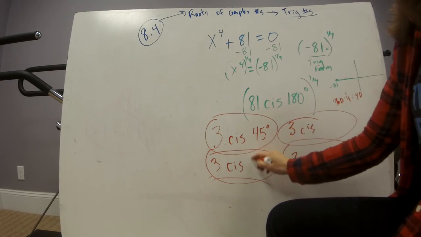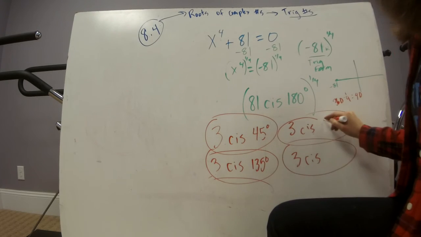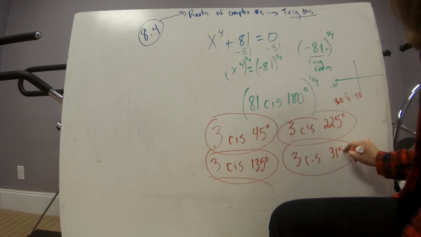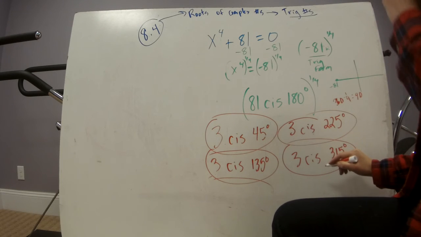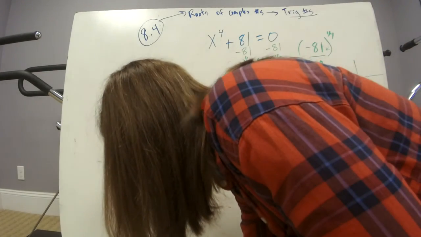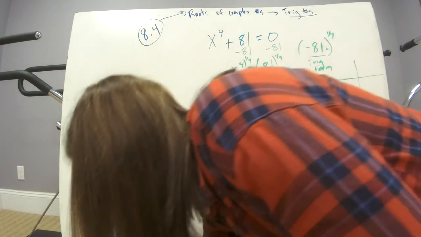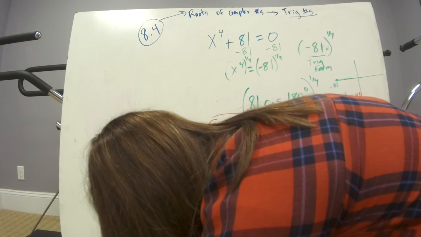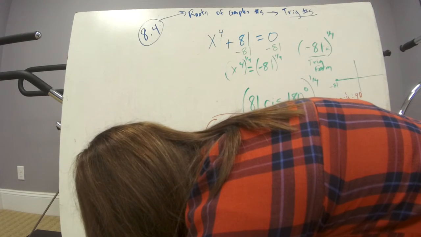So 45 plus 90 is 135. 135 plus 90 is 225. 225 plus 90 is 315. Now, I'm not going to lie to you, I would actually much prefer to leave these in trig form. I would honestly have to check the back of the book and see what they want. Maybe I'll just do that really quick. But I want to show you where they come from and what they would be, so we might still change them to standard form.